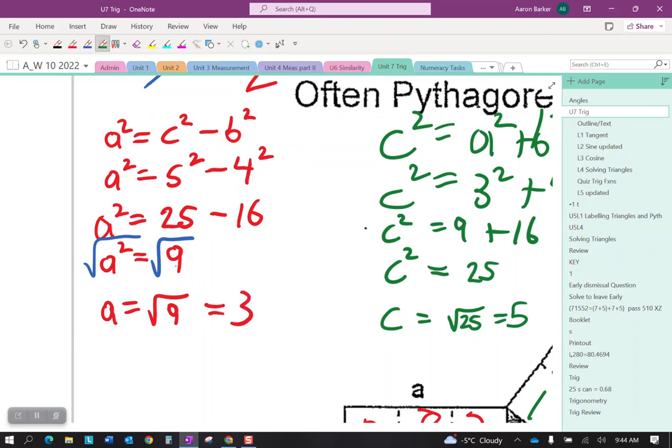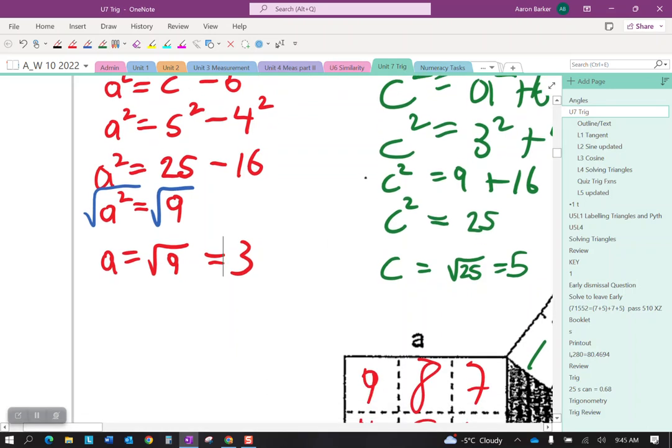Now, I already told you in regular Math 10, that's your answer. It's called a radical. But for us, let's go and round to 1 or 2 decimals. And that's fine. Okay. So if I was going to find B, it'd be very similar.